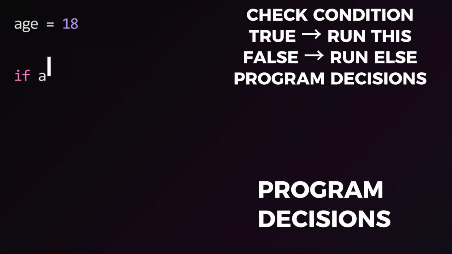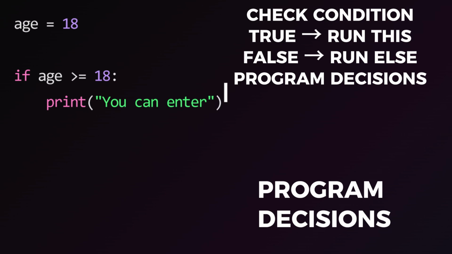Now let's make decisions using if statements. If the condition is true, the code runs, otherwise, it goes to else. In Python, programs check conditions and choose actions. Example, age equals 18. If age greater than or equals 18, print you can enter. Else, print too young. If the condition is true, the first block runs. If false, the else block runs. This is how programs handle things like logins, age limits, and user input.